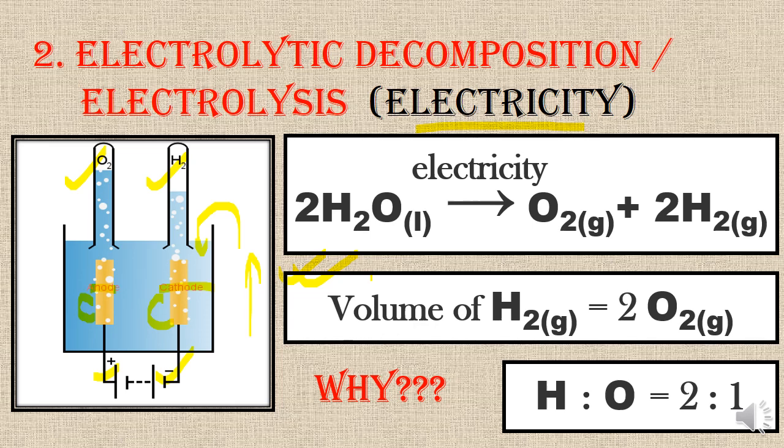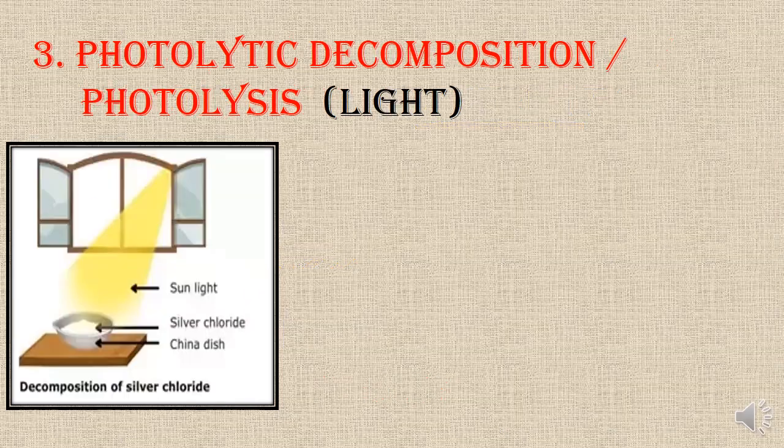Another important question that may be asked in the exam is, during electrolysis of water, which gas is evolved at the anode or cathode? The answer will be either oxygen or hydrogen. Okay. Number 3 is photolytic decomposition or photolysis. Here energy is provided in the form of light.